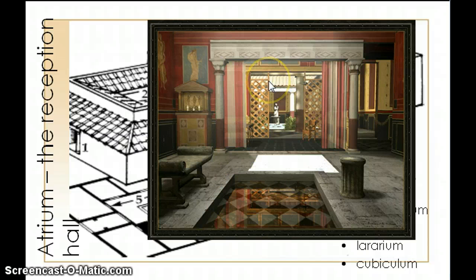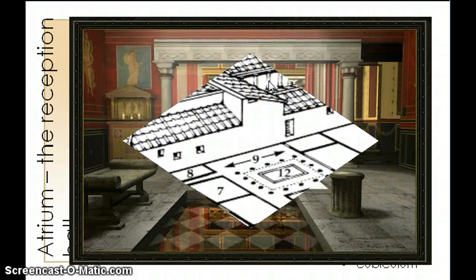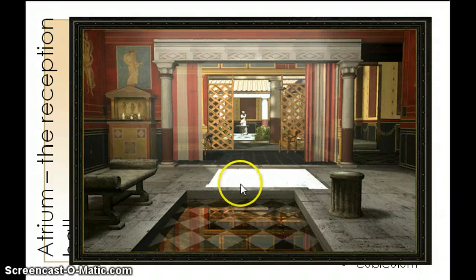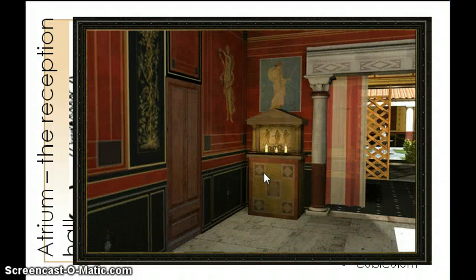Here you have the tablinum, which is the... And there's that reflecting pool right there with the light coming in from the compluvium. Here's the lararium, where you would make the sacrifice to the household gods.